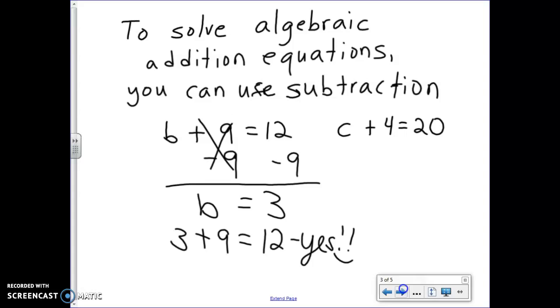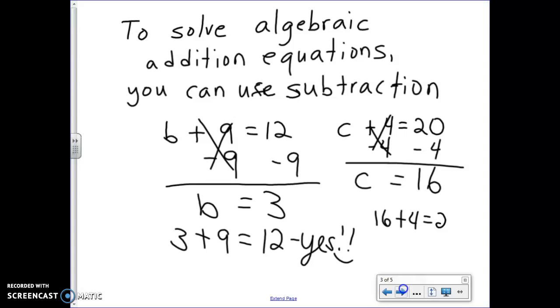On this side, C plus 4 equals 20. What is that unknown variable C? Well, you might have an idea, but we're going to solve it algebraically using a very systematic way. Subtract 4, subtract 4. 4 minus 4 is 0, so I just have a C left. 20 minus 4 is 16. I can check it by putting 16 as that unknown. 16 plus 4 equals 20. It worked.